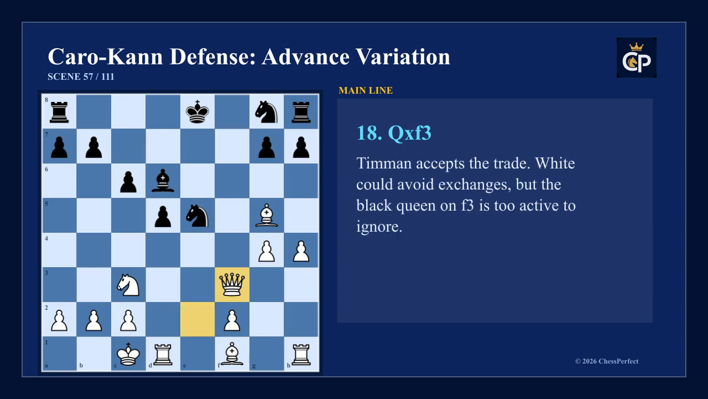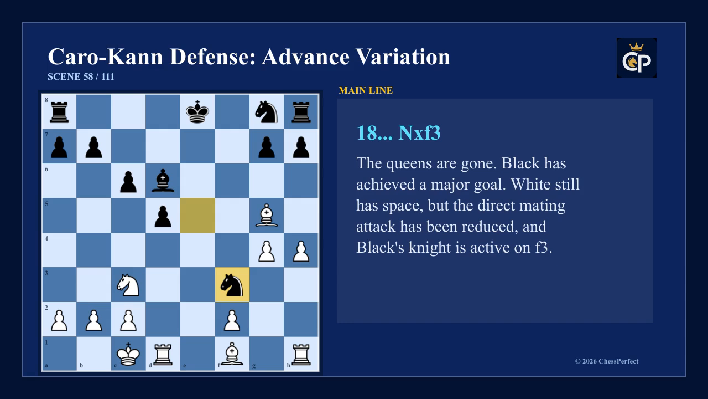Queen takes f3. Timman accepts the trade. White could avoid exchanges, but the black queen on f3 is too active to ignore. Knight takes f3. The queens are gone.